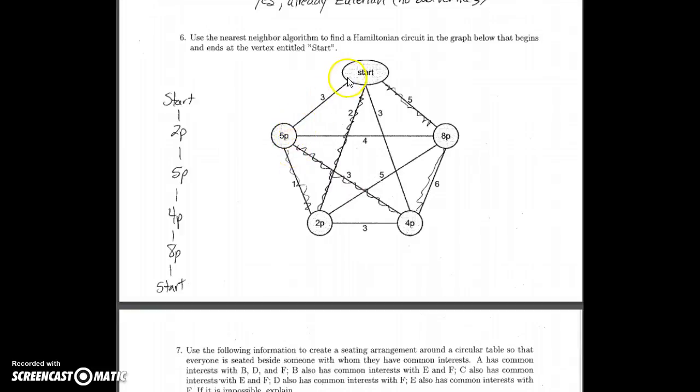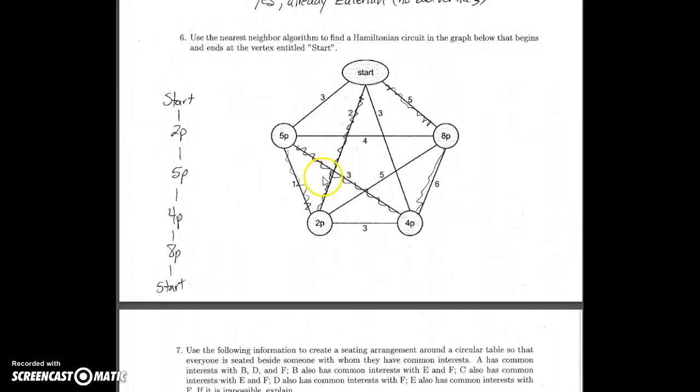Well, I can't complete the circuit by returning to start. If I return to start, then I've just made a triangle here and I didn't include all the vertices in my path. So I need to go down here, and then this is the last one I have to hit, and back to the start.